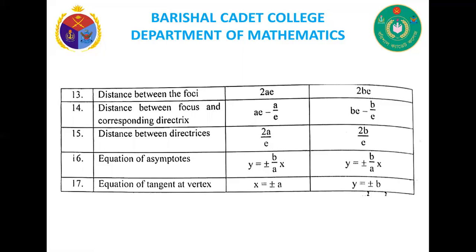Now, if the standard form of equation is y²/b² − x²/a² = 1, then the distance between the foci will be 2be. Distance between focus and corresponding directrix will be be − b/e. Distance between directrices will be equal to 2b/e. Equation of asymptotes will be y = ±(b/a)x, and equation of tangent at vertex will be y = ±b.